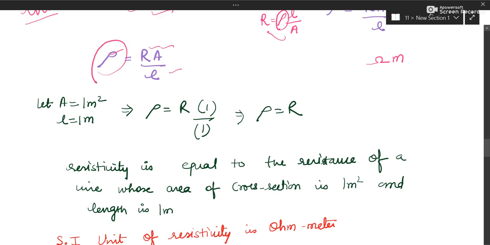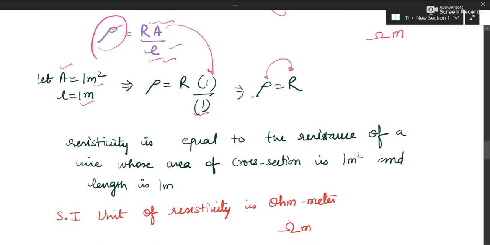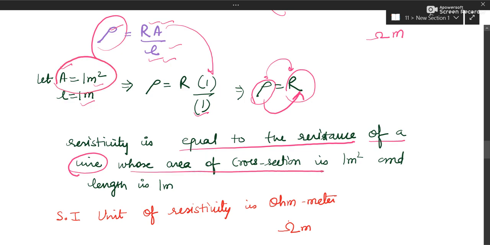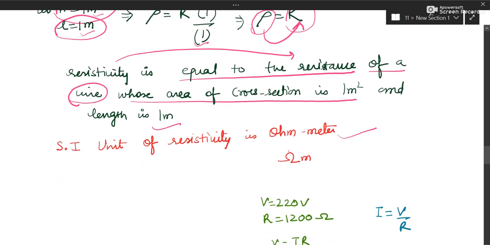Now we have to define what is resistivity. So I am taking, let area of cross section be 1 meter square, let length of the wire be 1 meter. So please substitute area as 1 and length also as 1. So rho will be equal to R. So we can see from here that resistivity is equal to resistance. So resistivity is equal to the resistance of a conductor, a wire whose area of cross section is 1 meter square and length is 1 meter. Then resistivity is equal to resistance. This is how we can define it. SI unit is ohm meter.